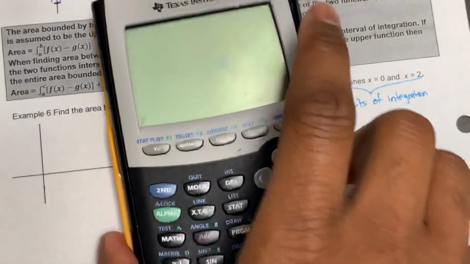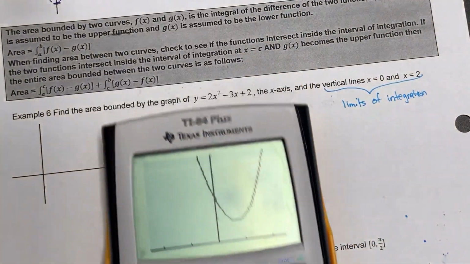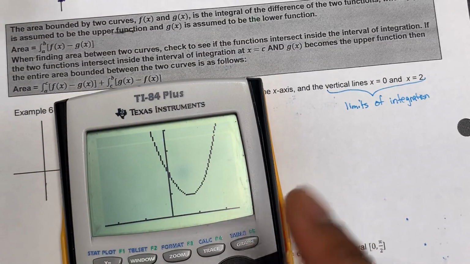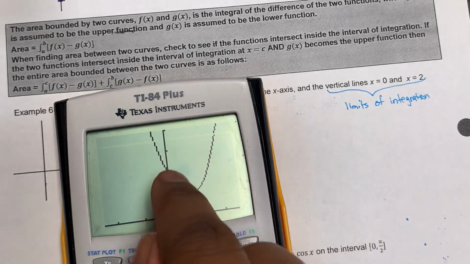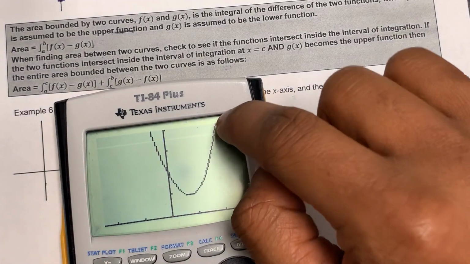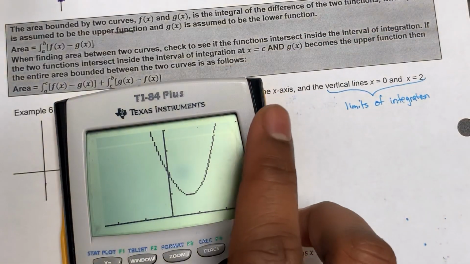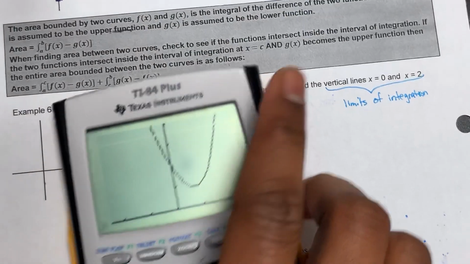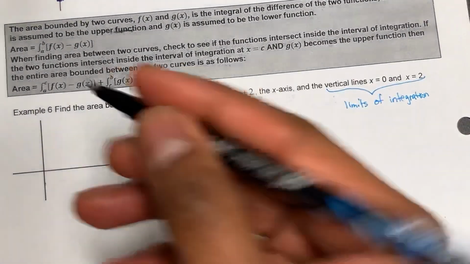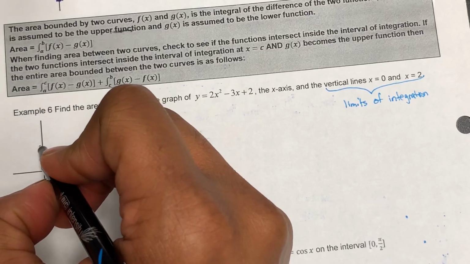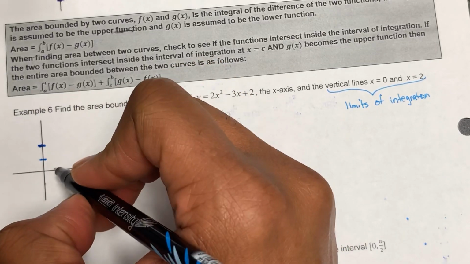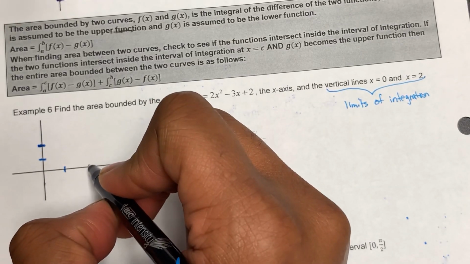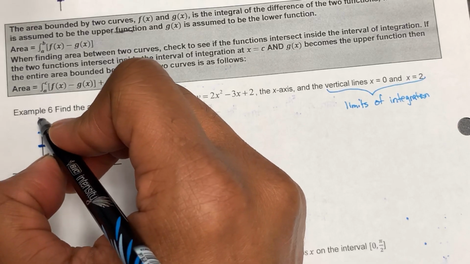I think I already have the graph pulled up on this calculator. So 2x squared minus 3x plus 2 looks something like this. We see that it intersects the y-axis at 2, and when x is 2, the y value is 4. So we need to draw a graph that's close to that. Doesn't have to be perfect. So we have 1, we have 2, and when x is 2, let's make this pretty wide. So 1, 2, 3, 4.